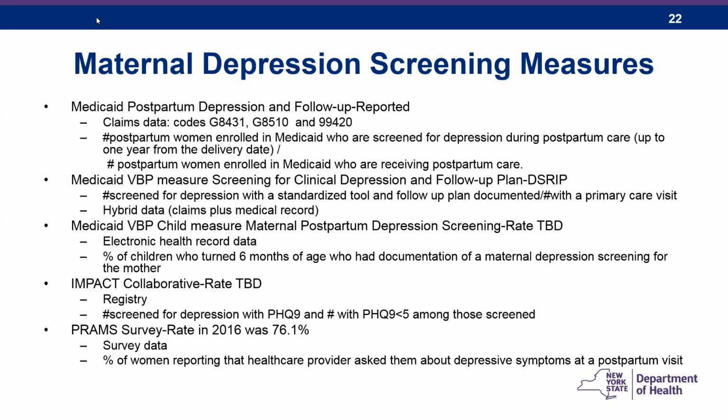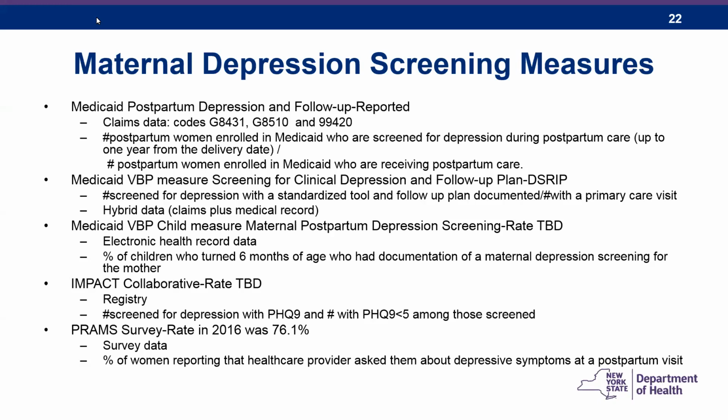The rates for this aren't public yet, but they're quite low, and it probably reflects the use of those codes being low rather than actual screening rates. It's promising going forward. A lot of the Medicaid value-based payment arrangements include screening for clinical depression and follow-up in the Medicaid redesign work. That reflects the number of patients screened for depression with a standardized tool and a follow-up plan documented with the denominator of everyone who had a visit with a primary care provider.